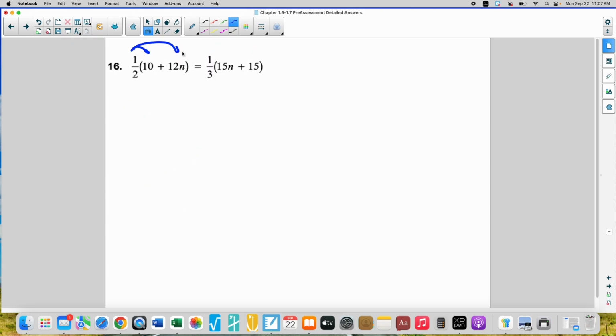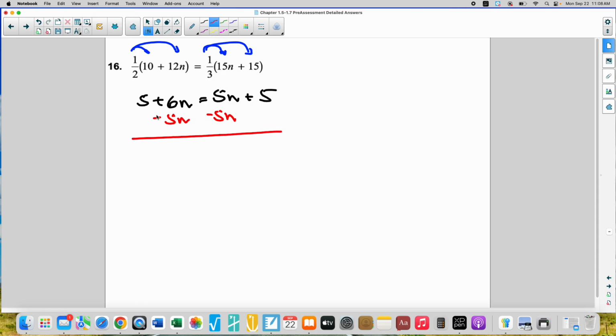Distributing. Half of 10 is 5. Half of 2n is n. A third of 15 is 5n. A third of 15 is 5. Let's move that variable over that way. Sorry, I'm rushing. I get 5 plus n equals 5. Let's minus the 5 now.